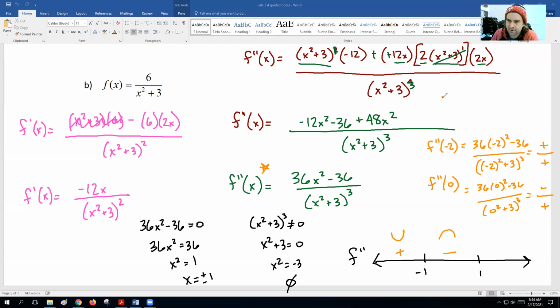And then, I'm kind of running out of room, so I'll write it here. Pick a number bigger than 1. How about 2? That pretty much just changes a little bit of our graph here, which might not change much since things are getting squared. Bottom's still going to be positive. Now the top here, 36 times 2 squared, okay, 4 times 36 minus 36, that's still positive. Positive divided by a positive is a positive. There we go. So our graph should be concave up, concave down, concave up, and it should switch at negative 1 and 1. Okay, so let's see if we can verify this.